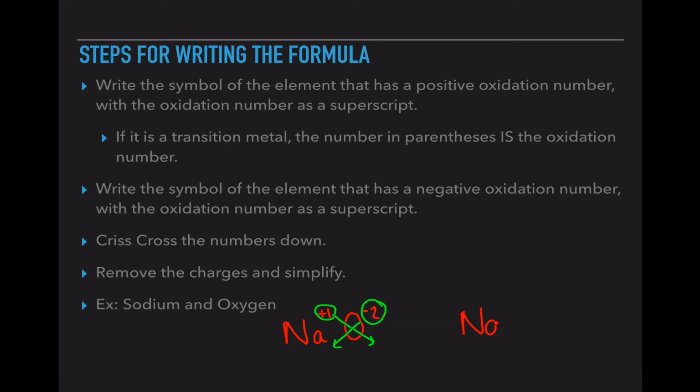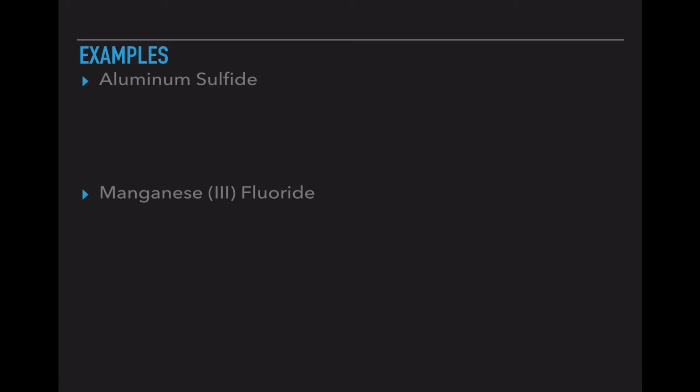So in order for that to happen, I need 2 sodiums and only 1 oxygen. So when you crisscross, you circle criss, circle cross. Notice I took away the pluses and the minuses, and I simplified out. I don't have to write a 1 for oxygen. So we're going to do it 2 more times.